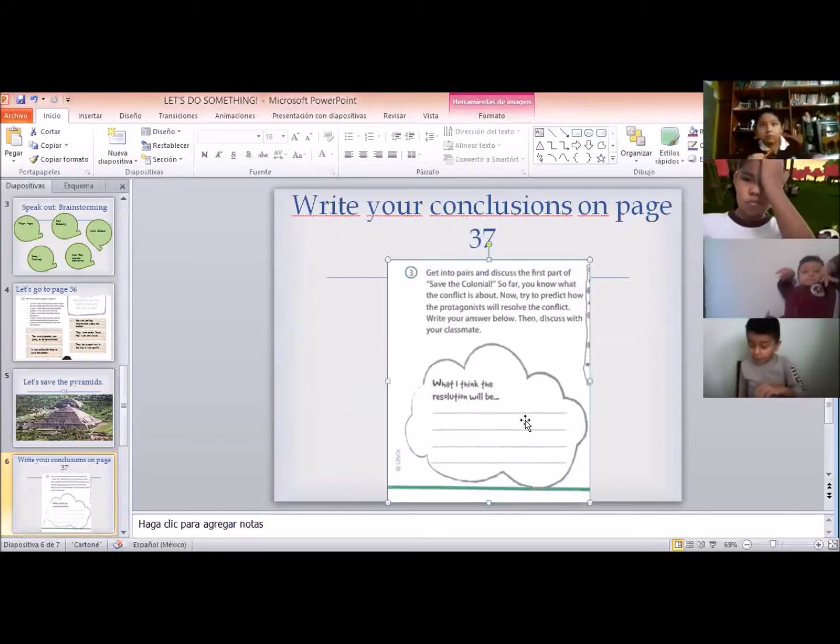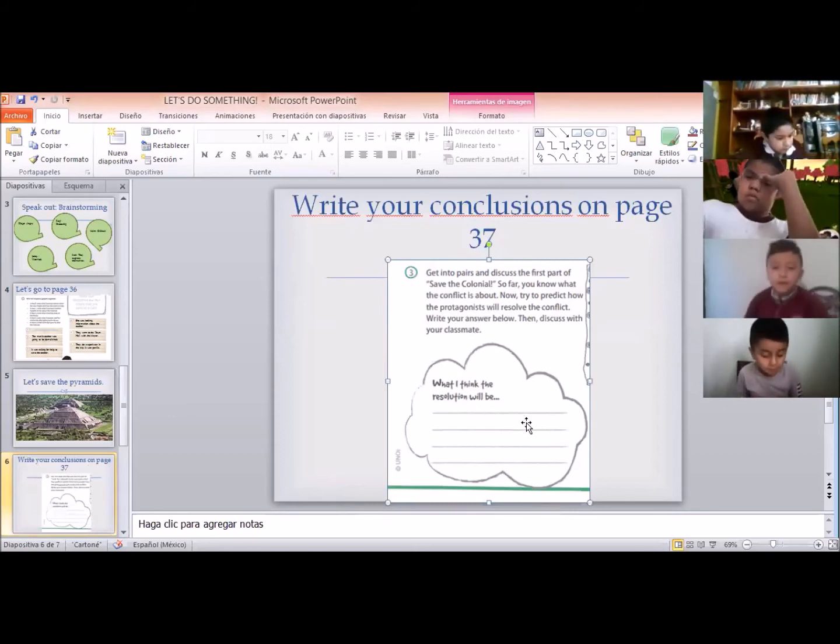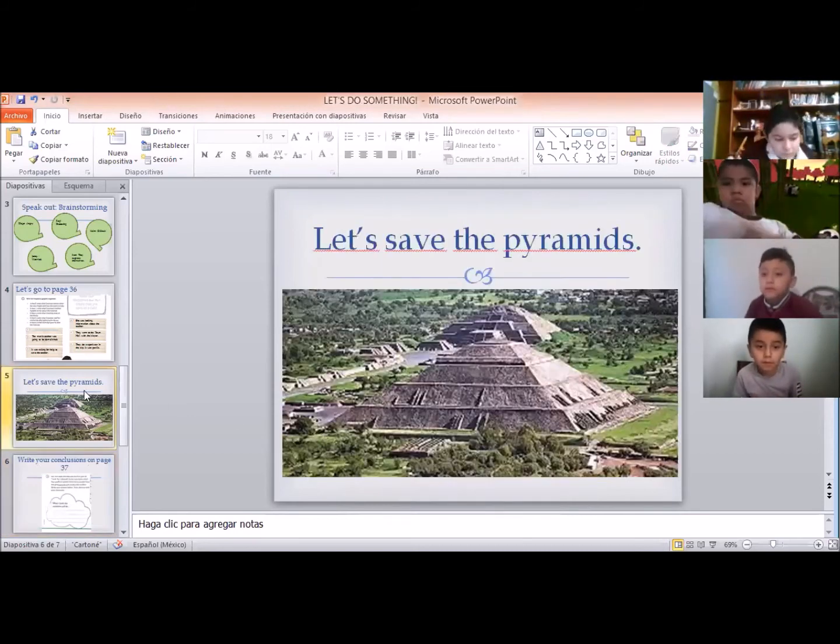In this part, you're going to write a resolution. What would you do to save Teotihuacan? You make good decisions, excellent, nice work.